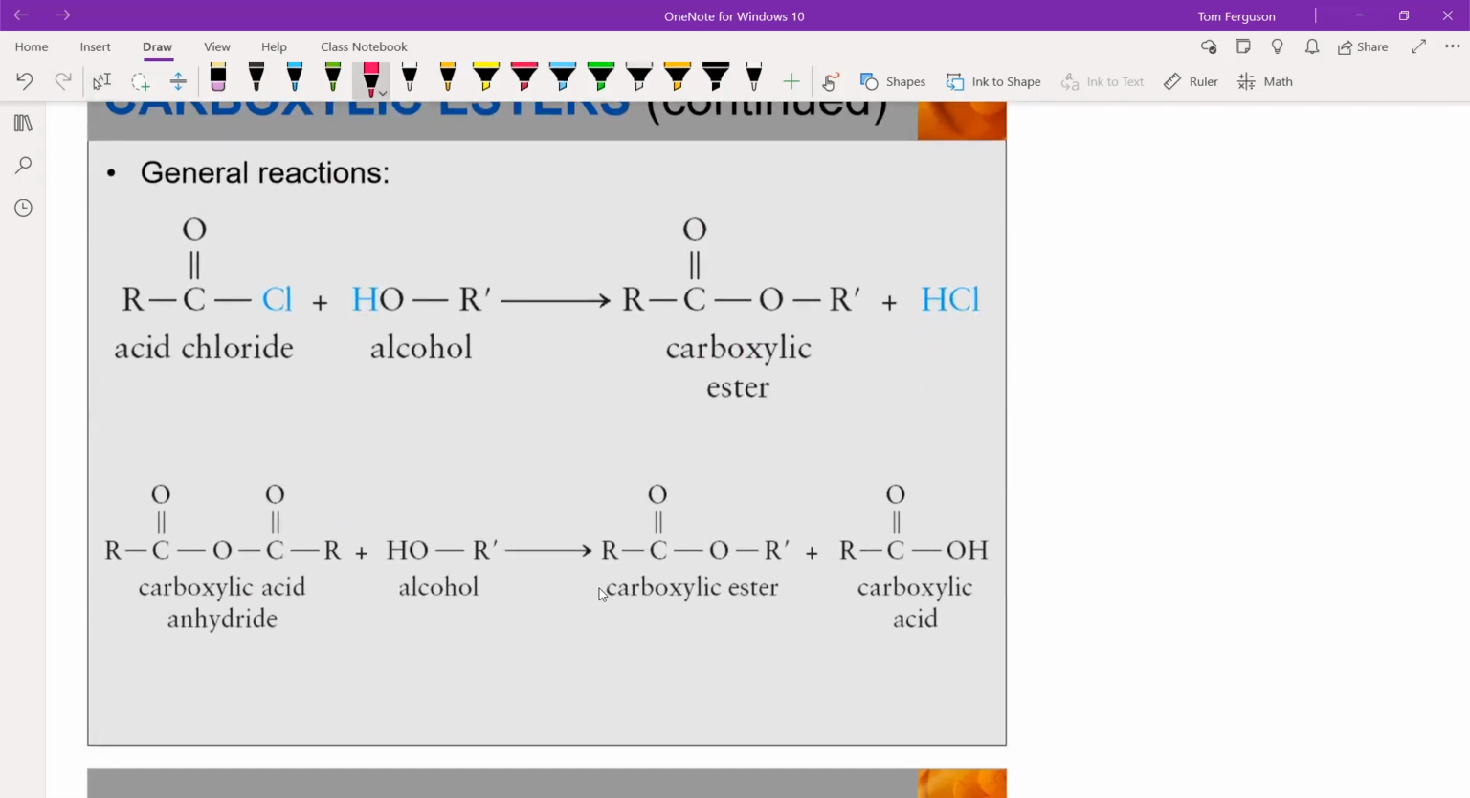So we're going to use the acid chloride in place of the acid. So here's the quote unquote acid part. And this is going to be the alcohol part.